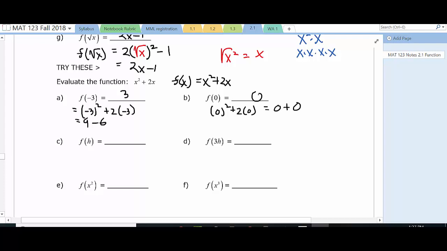Now the next one, all you're going to do is everywhere you see an x, you're going to replace it with h. So that would be h squared plus 2h. So the variable x changes to h. That's all you do with that one.